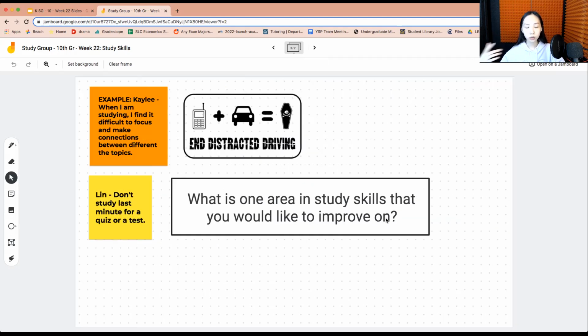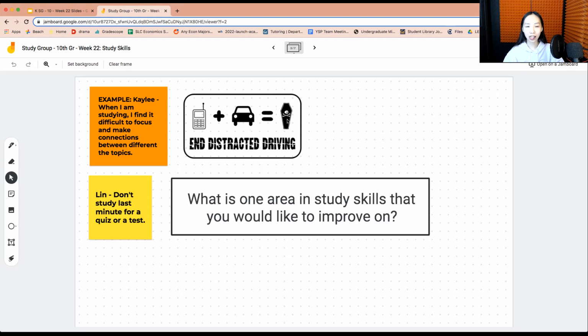That's something you can always work on. When I'm studying, I find it difficult to focus and make connections between the different topics. Focusing is really difficult for me. So I usually have to do multiple things at once or have a lot of tasks spread out just so I get from one thing to another really quick and that I don't lose focus. And here's an example. This is a very bad example, but this is just an analogy. So basically I get distracted and then something bad happens and that's usually my grade, right?